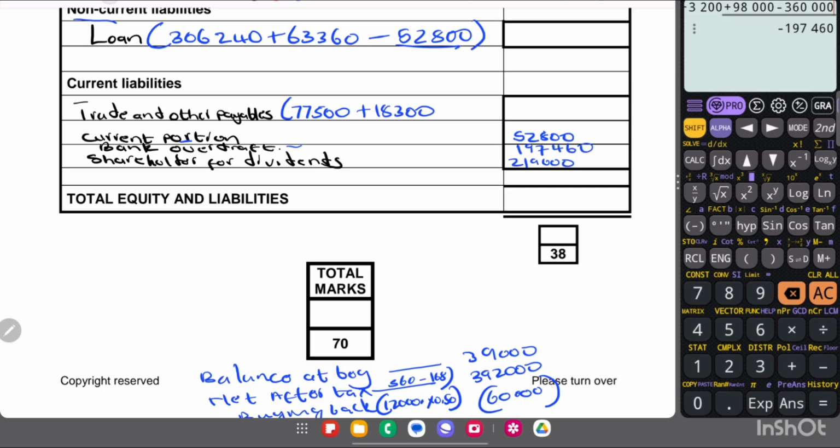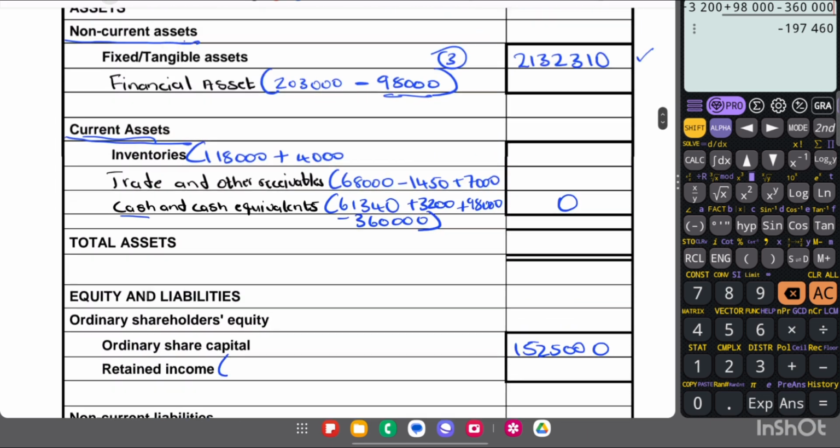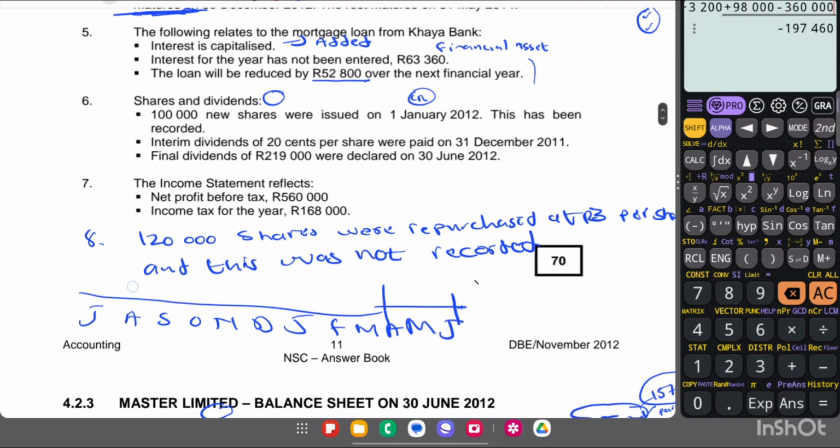197,460. I hope you understand this one. Why do we have a bank overdraft? It's as a result of the buying back of what? Of shares. And remember, they said this transaction was not recorded. That's why you must go back to the bank and record the transaction. Okay, now we can continue with our information now.